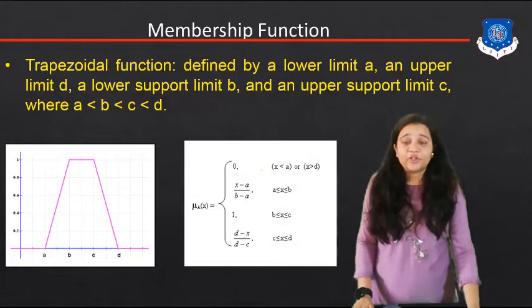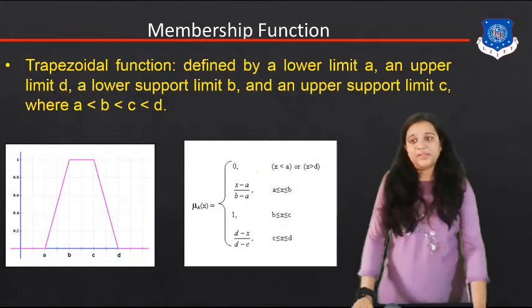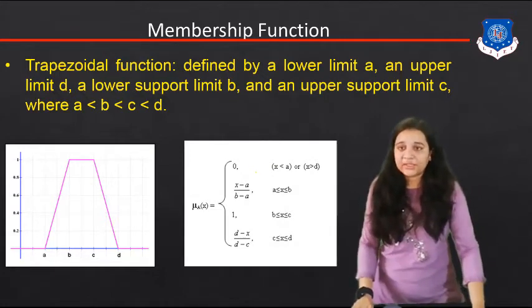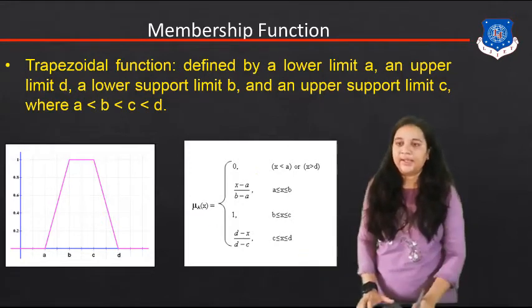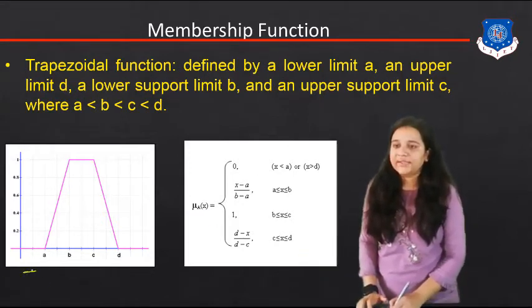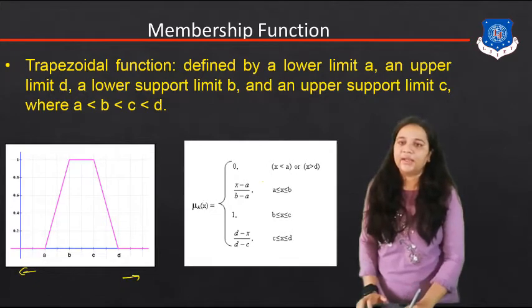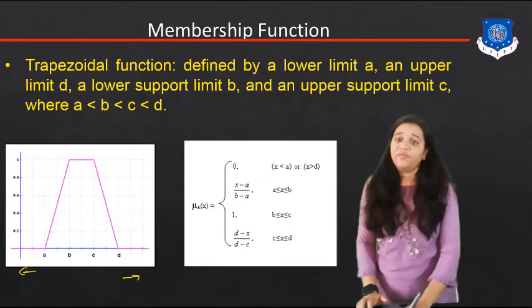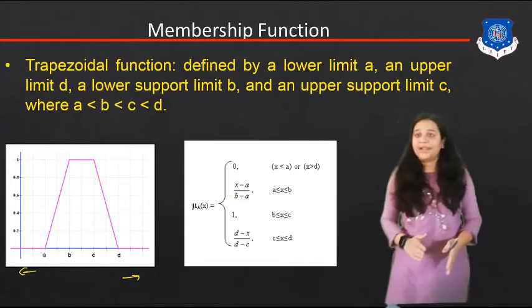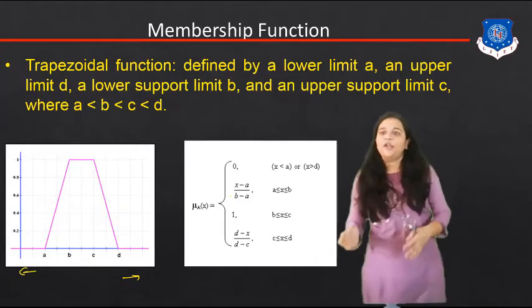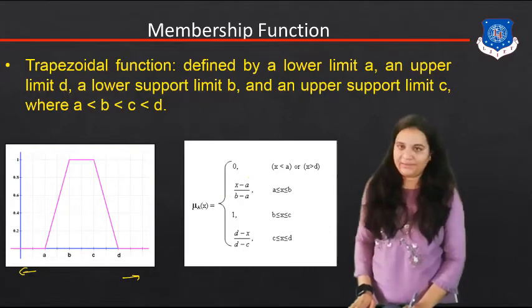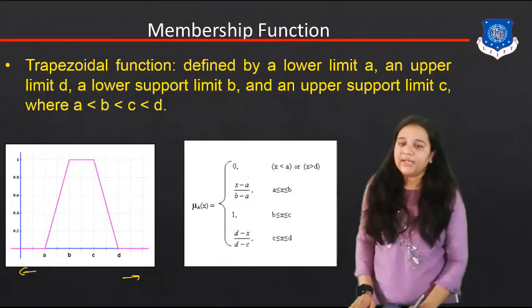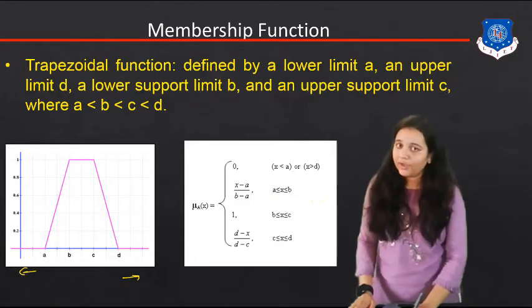So what is the actual equation for this trapezoid function? If my value is less than a or greater than d, we get the output 0. If it's between a and b, that means between the lower limit and the lower support limit b, the equation is x minus a upon b minus a, where the value satisfies a less than or equal to x less than or equal to b.